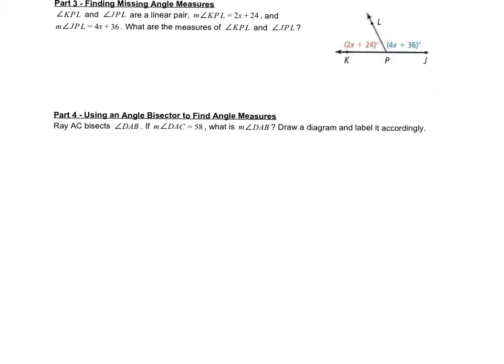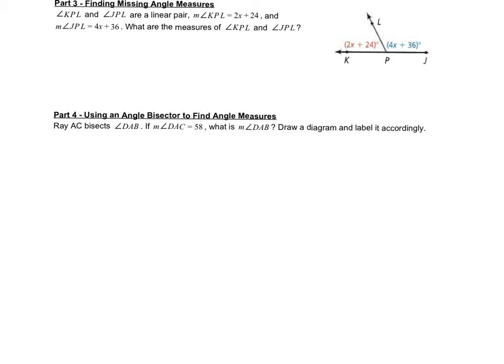All right, part 3, we're finding the missing angle measures. We're given a diagram over here to the right. It says that angle KPL and angle JPL are a linear pair. Now, we know that a linear pair forms a straight line, so KPJ is a straight line. Now, if KPL is 2x plus 24 and JPL is 4x plus 36, what are the measures of angles KPL and JPL?